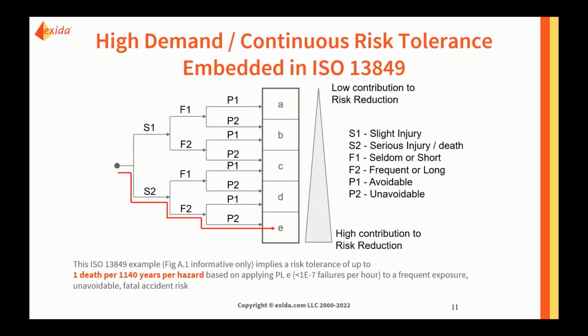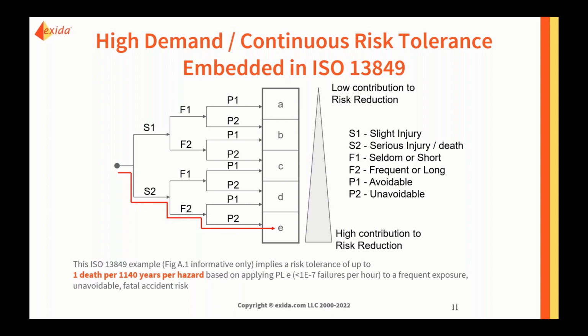ISO 13849, for instance, it's actually quite interesting that the example method that they present in, as we've copied here, figure A1, actually has an embedded risk tolerance present in it based on their assignment of the definitions for the severity S1 and S2, the frequency F1 and F2, and the probability P1, P2 terms, along with the performance level column, A through E. And by reverse engineering this chart, it's very easy to find out that using this chart as it exists in the standard gives you a revealed risk tolerance of one fatal accident in 1,140 years, or again, applying that PLE, which we see at the bottom, to a fatal S2 accident with no credit for frequency or probability of avoidance in any way.